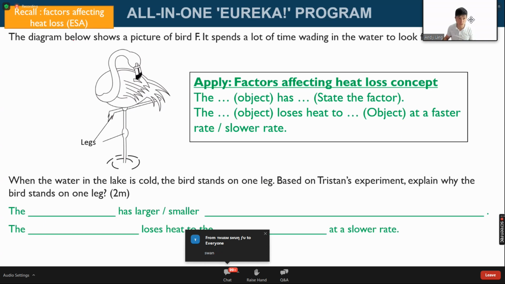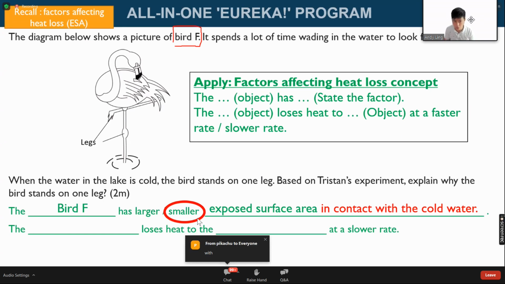The swan, no, there's no such thing as swan. We don't assume this is a swan here. We use the words found in the question. Yeah, the legs of bird F, very good. You're more precise than me. The legs of bird F has a larger or smaller? Smaller, well done.